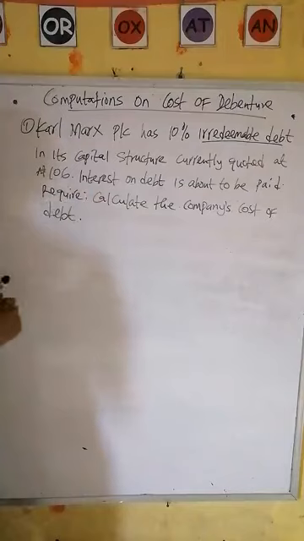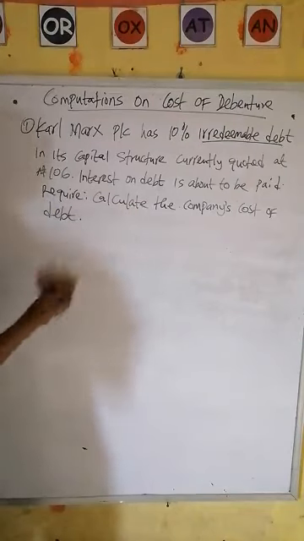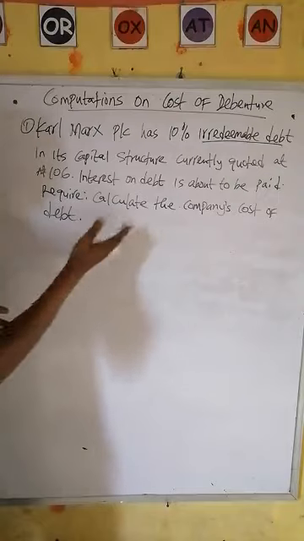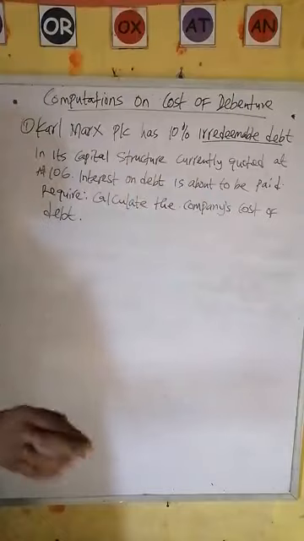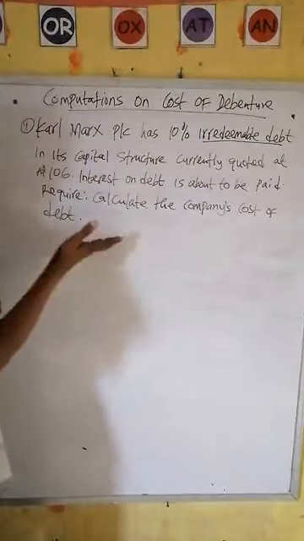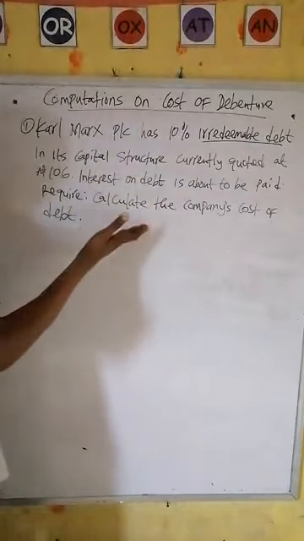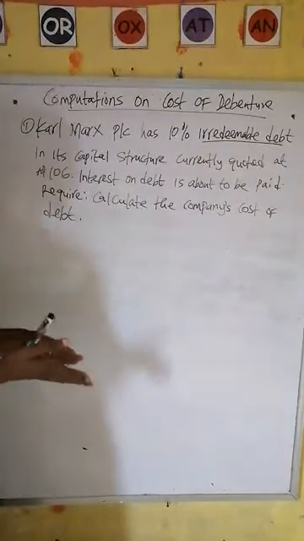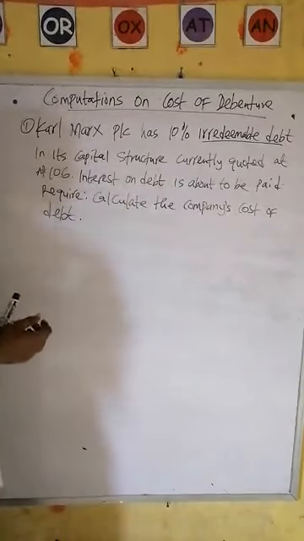Also, we said if there is tax in a particular question, we need to put in the effect of tax in the computation of the debenture, because debenture interest is a tax-liable expense, which you claim before you arrive at the taxable profit. So it's an operating expense, a finance cost. That is why it is a tax-liable expense.